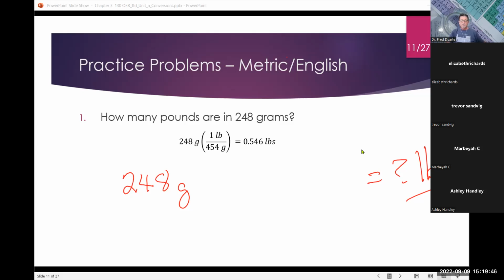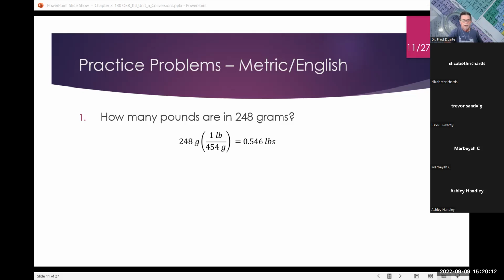In both cases, the 454 could play a role. It's not an exact number. It has 3 Sig Figs, and the 248 has 3 Sig Figs. So our answer should have 3 Sig Figs. So 248 grams is equal to 0.546 pounds.